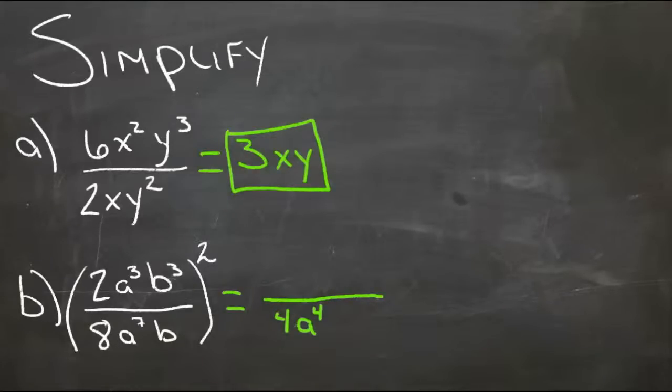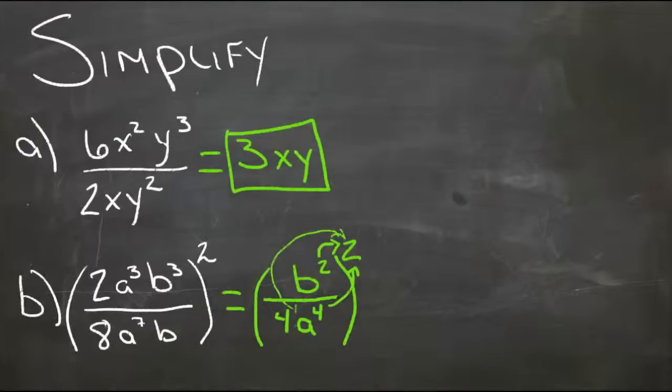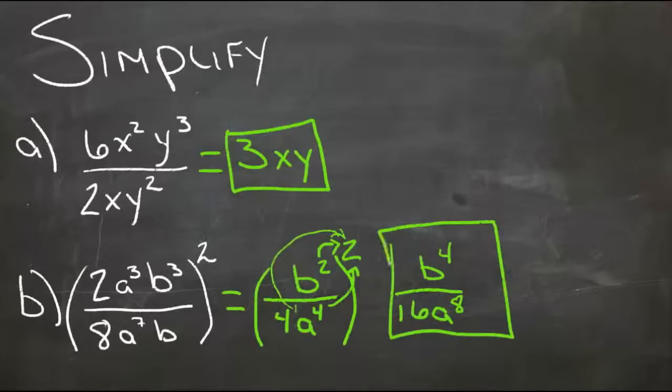And then we have b to the 3rd divided by b to the 1st is b to the 2nd. And then we have the whole thing squared. So we multiply our powers here, and here, and here. So we get b squared squared, which is b to the 4th, and we get a to the 4th squared, which is a to the 8th, and 4 squared, which is 16. So we get b to the 4th over 16 a to the 8th.